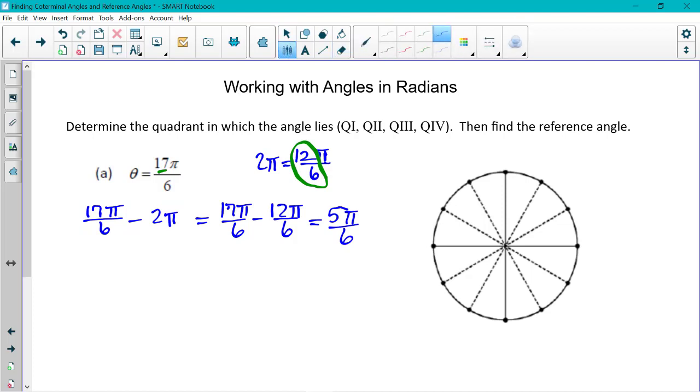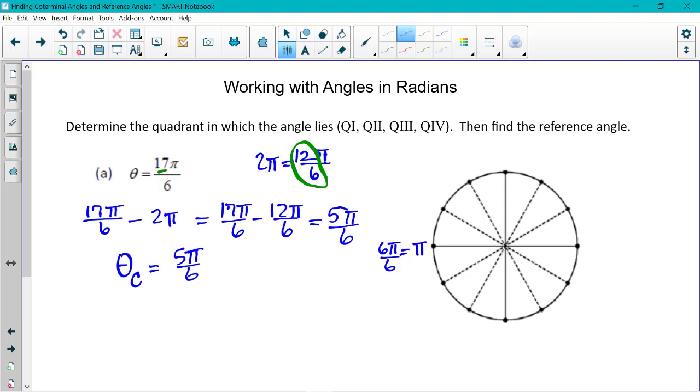Okay, so I know 5 is less than 6, so I know that's actually less than pi, because remember, pi would be 6 pi over 6. So if I'm talking about an angle in the standard position, that is less than half of a rotation. Okay, so that's what I would call my least positive coterminal angle, which we like. That helps us determine the quadrant.